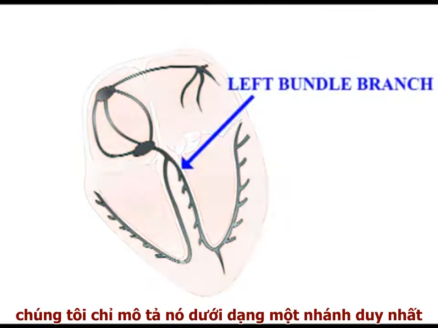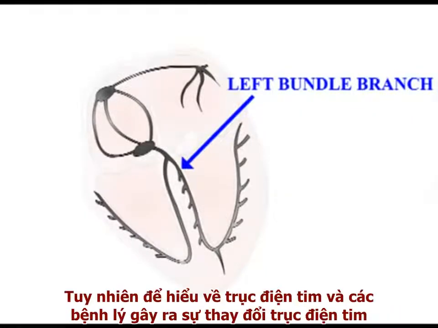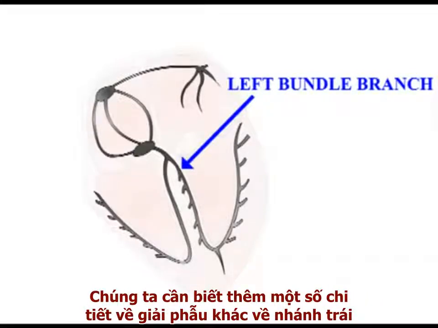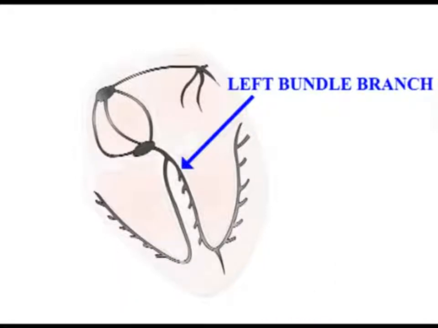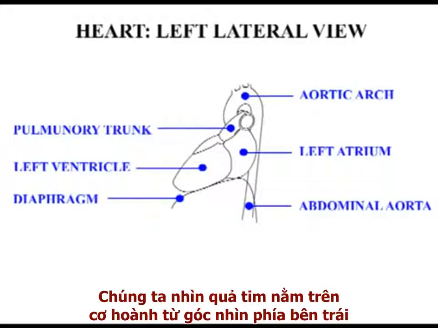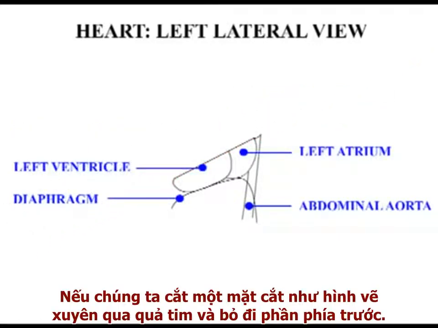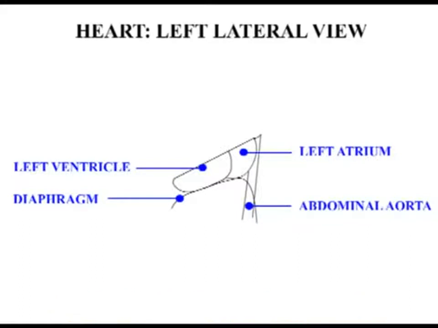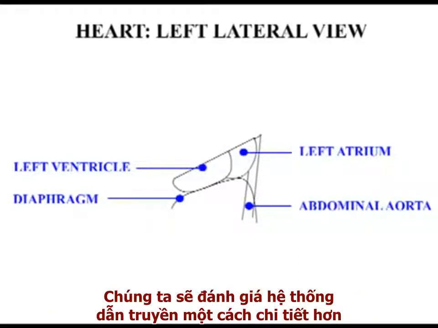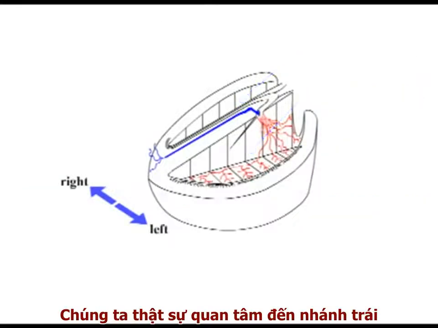We considered the left bundle branch of the conducting system as a single anatomical entity. The analysis remains valid, but to understand the cardiac axis and axis deviation in disease, we need a little more anatomical detail. In the diagram shown here, we are looking at the heart sitting on the diaphragm from the left. If we take a section as indicated through the organ and remove the anterior surface, we can examine the conducting system in the ventricles in more detail. We are particularly interested in the left bundle branch.